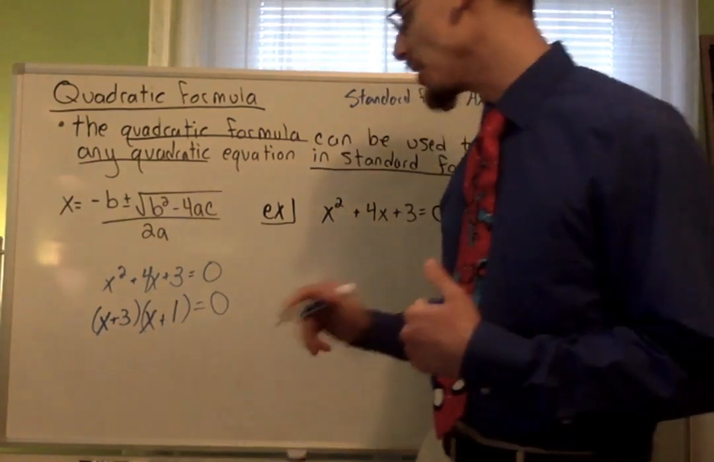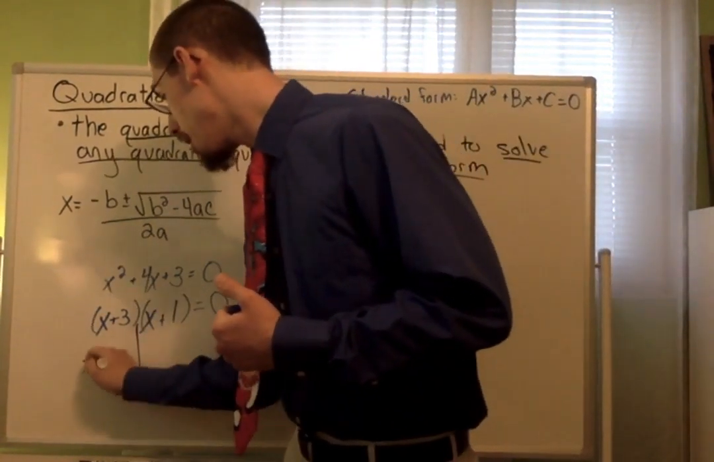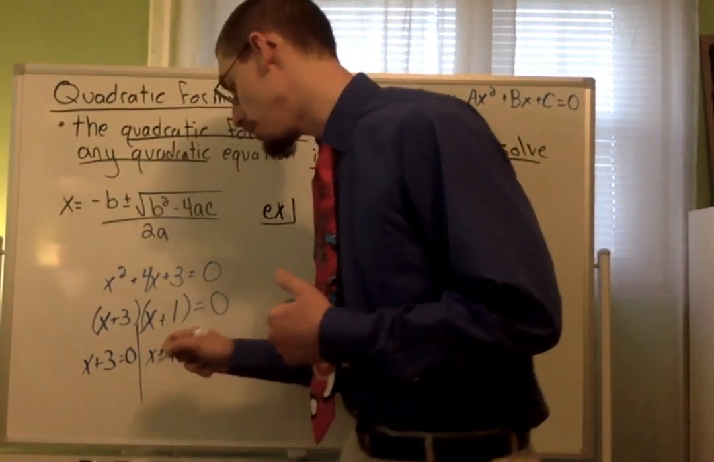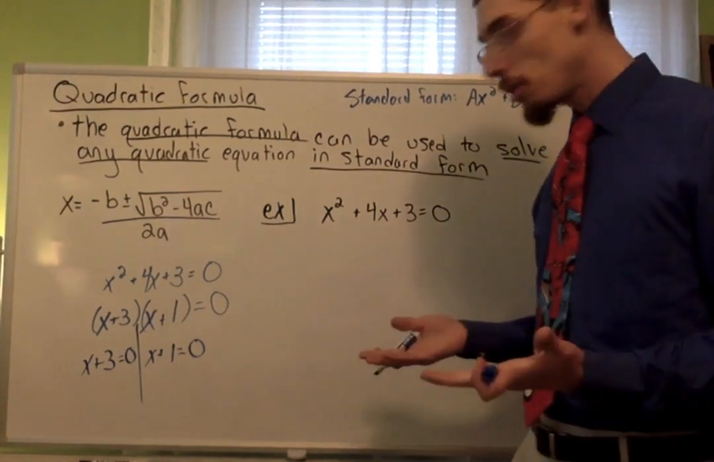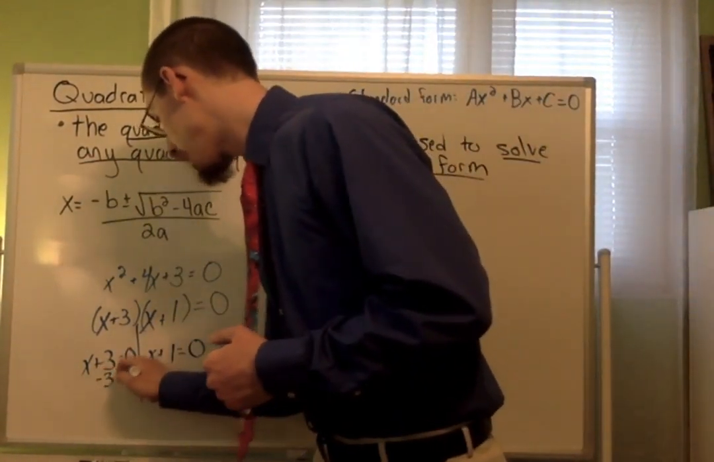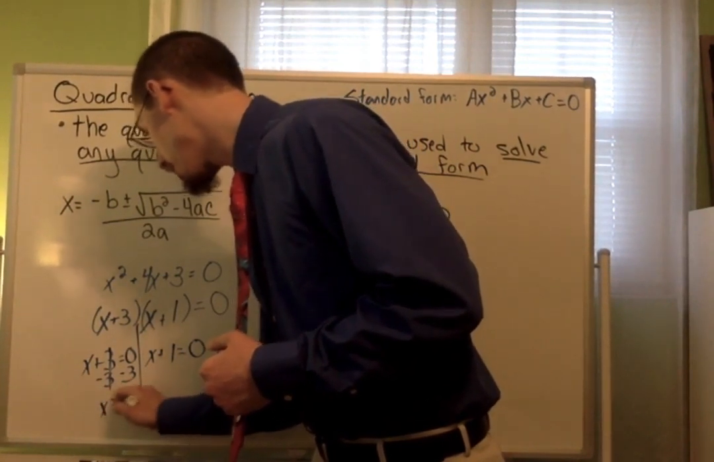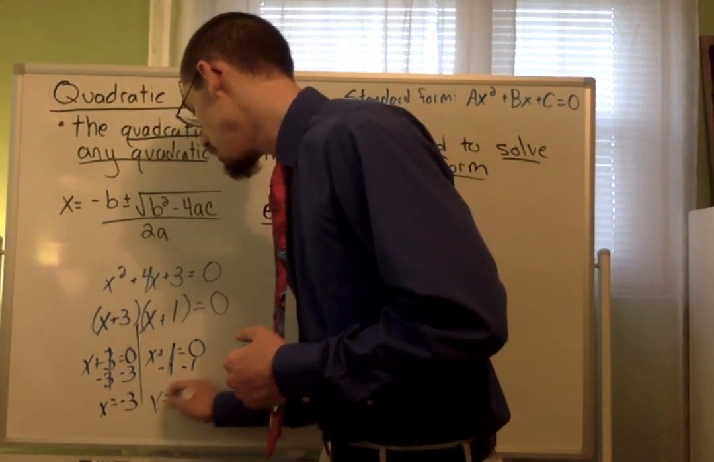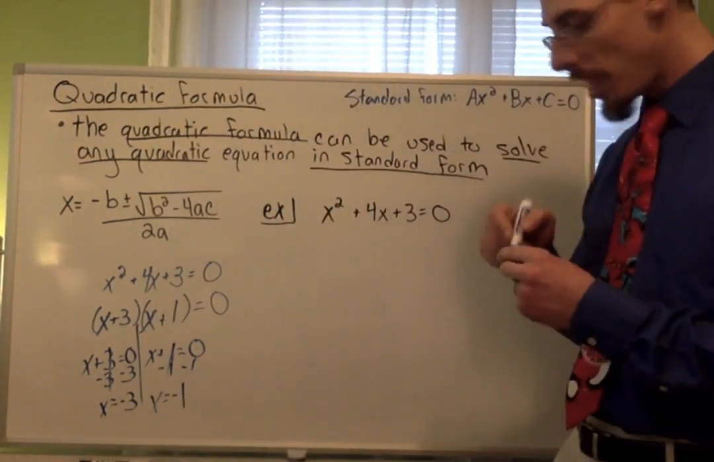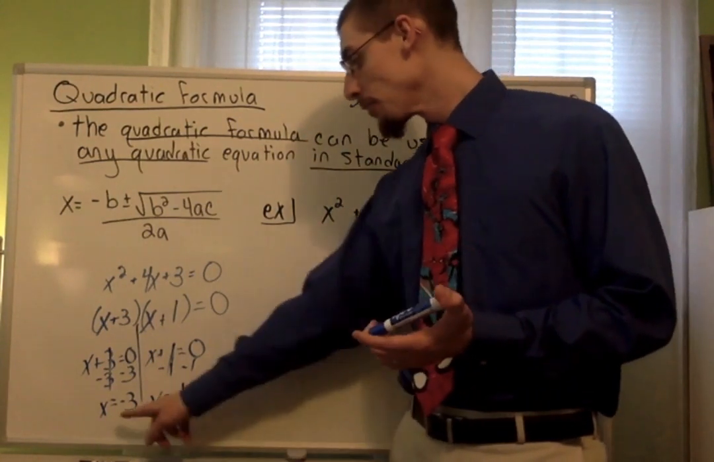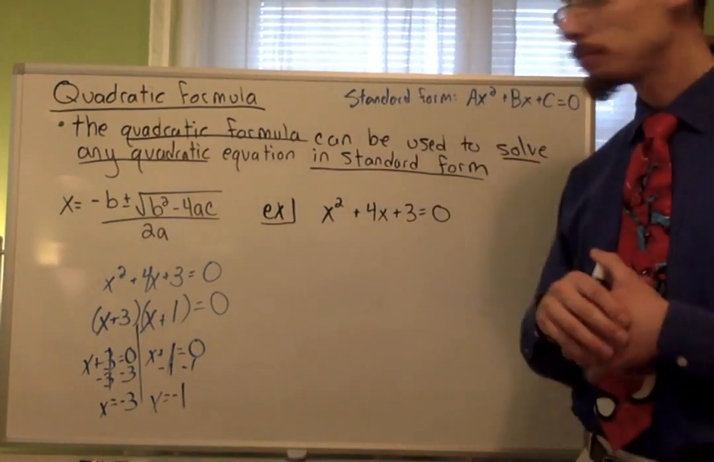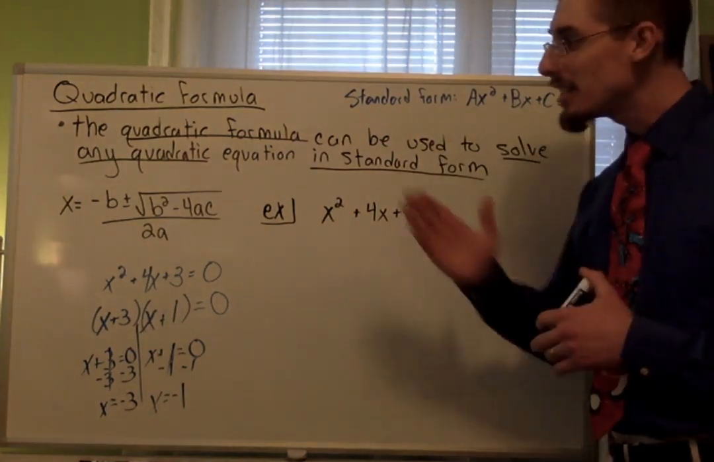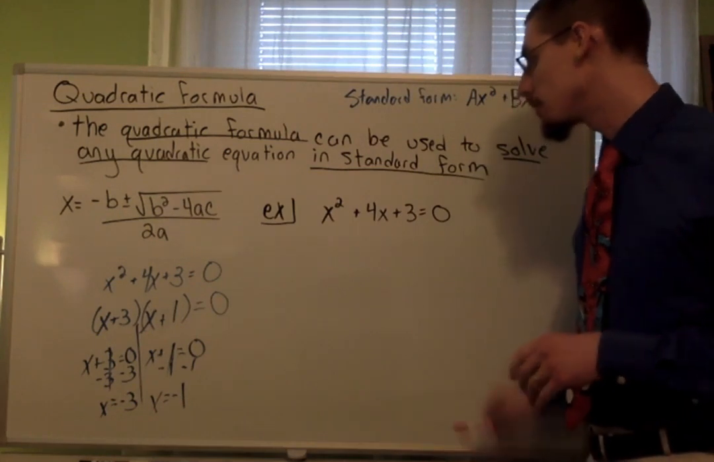Then you have to separate those factors, right? x plus 3 equals 0, or x plus 1 equals 0. And then you solve your equations. Subtract the 3, so x equals negative 3, or subtract the 1, so x equals negative 1. So if you solve by factoring, you get negative 3 and negative 1. Let's solve it using the quadratic formula and see if we get the same results.